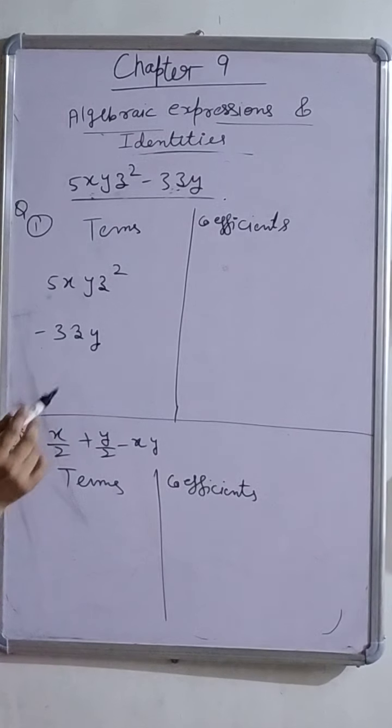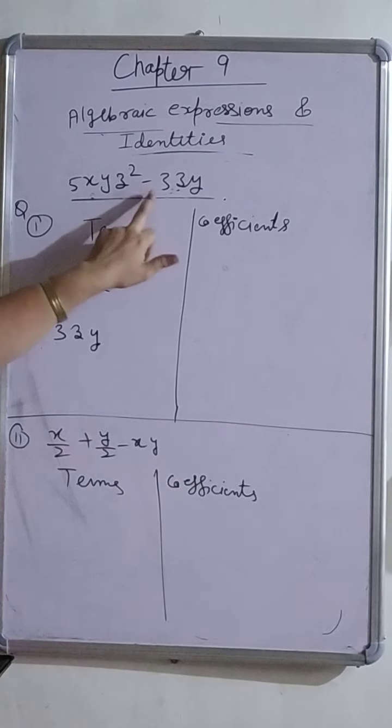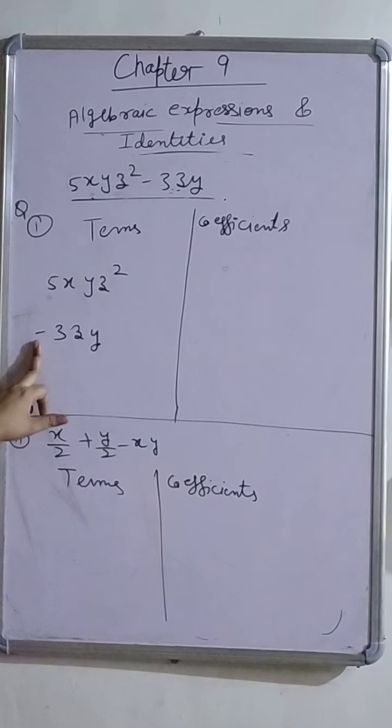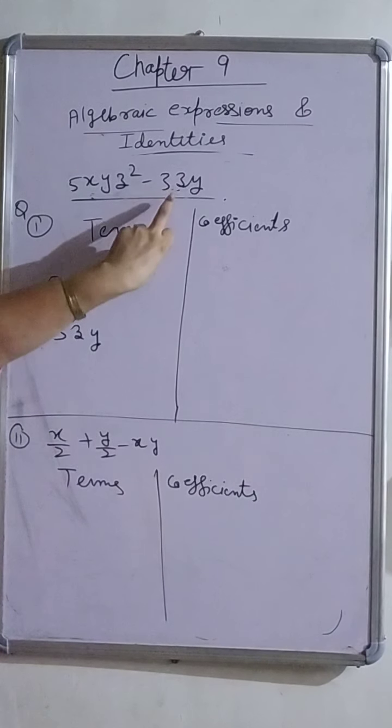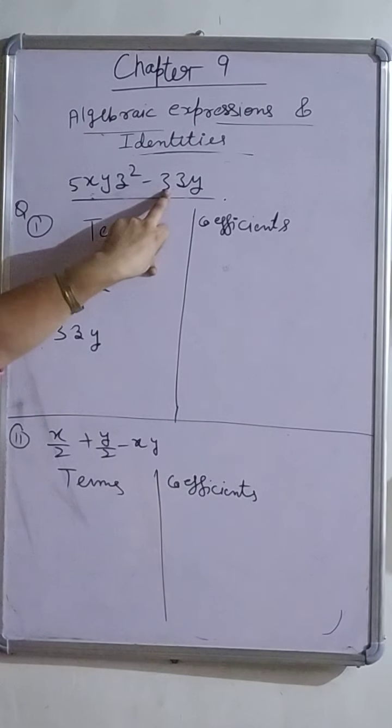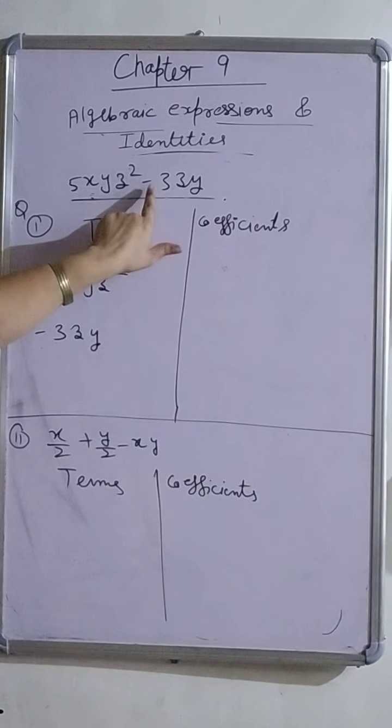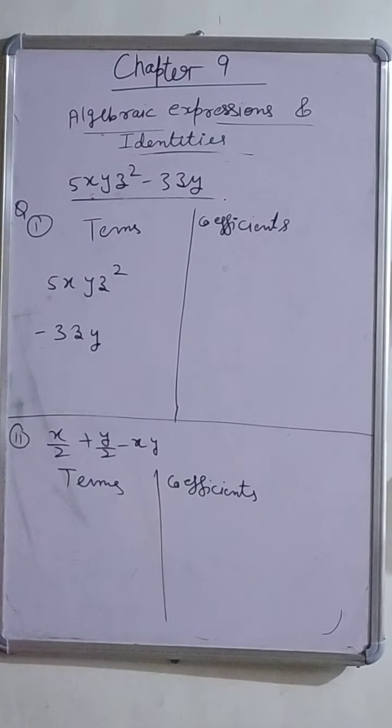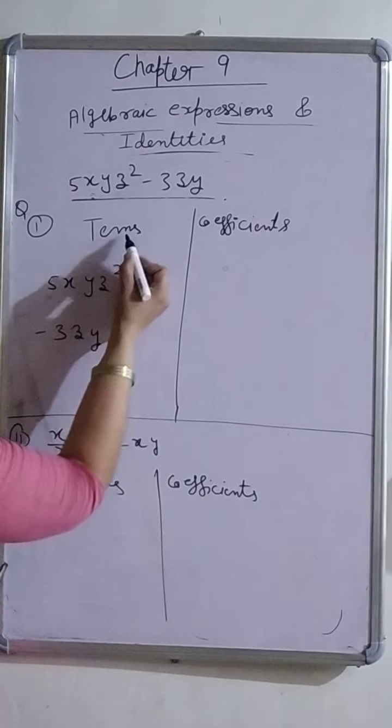This is a very common mistake. Here you will write only 3zy. In terms we take the negative sign also. As I told you, like we write coefficient, then we consider the sign also. So here this second term is minus 3zy. So these are two terms.